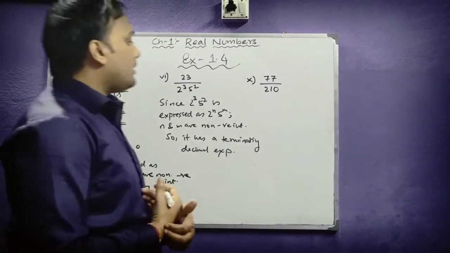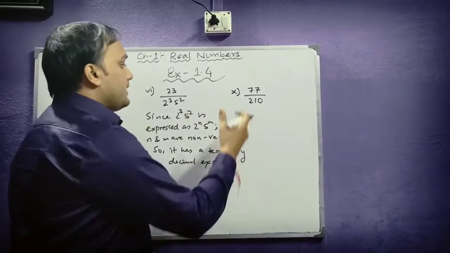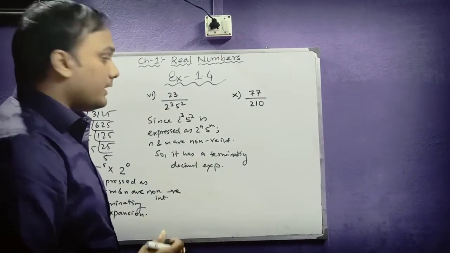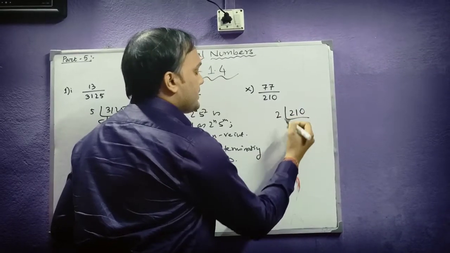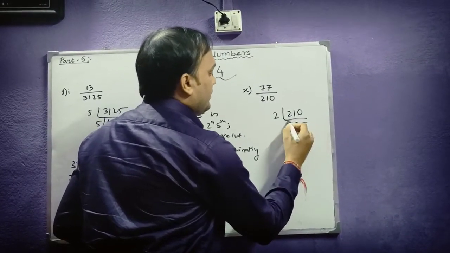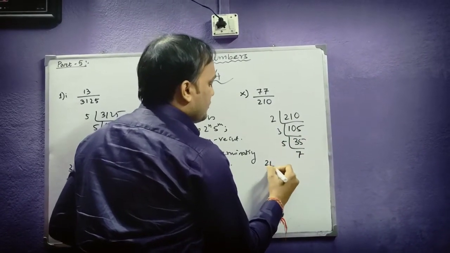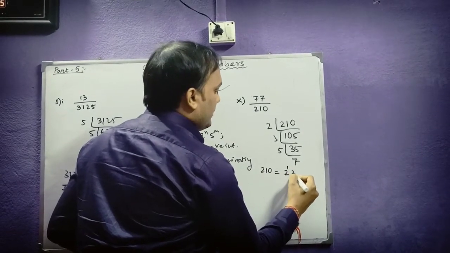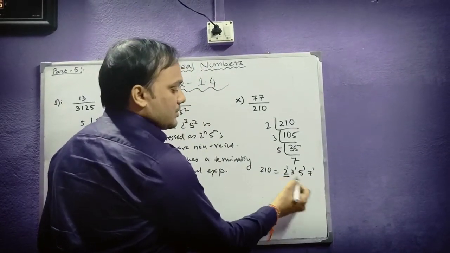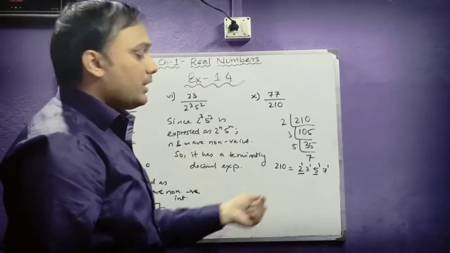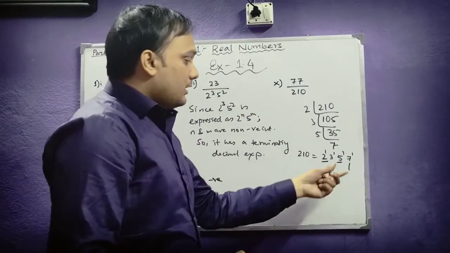And the last question, Roman numeral question number 10 of question number 1, is 77 by 210. The denominator is 210. Let us do the prime factorization of 210. It is divisible by 2, so 2 into 105, then 3 into 35, then 5 into 7. So we can express 210 as 2 to the power 1, 3 to the power 1, 5 to the power 1, 7 to the power 1. Here we have the factors 2 and 5, but there are two other factors, 3 and 7 as well.